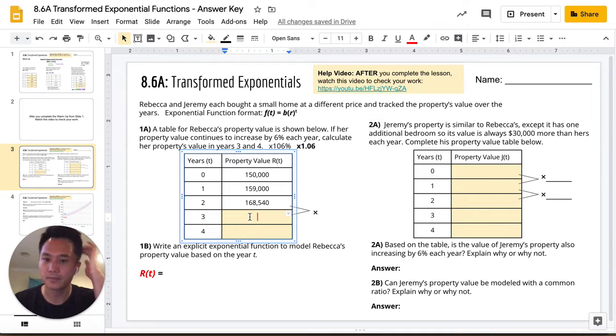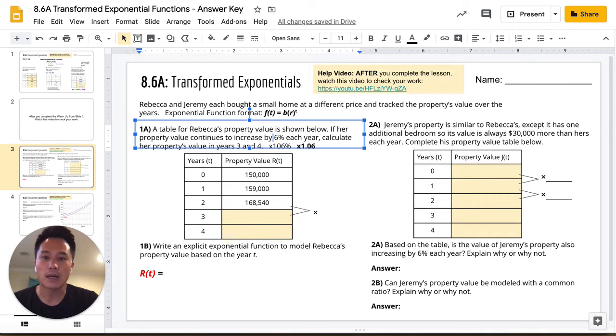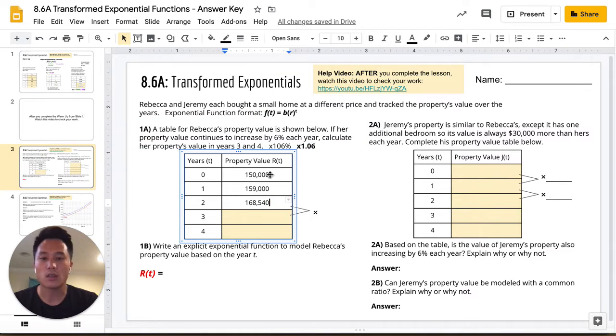Okay. Let's take a look at 1a. We know that Rebecca's property value starts at $150,000, and each year it increases by 6%. Remember that if something's increasing by 6%, that's like multiplying something by 106%. 106% as a decimal is 1.06. So our common ratio is 1.06. That's what's being multiplied to the previous year to get to the next year.